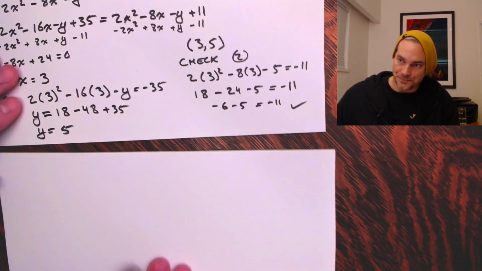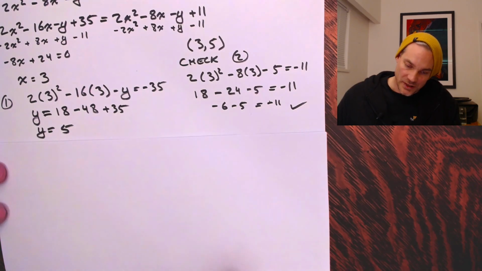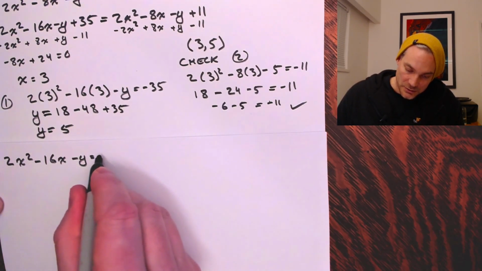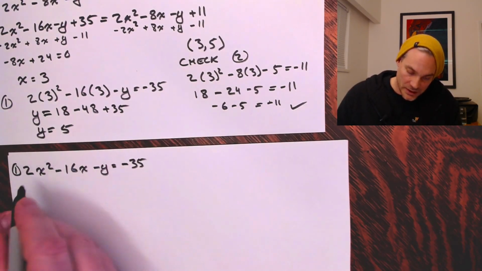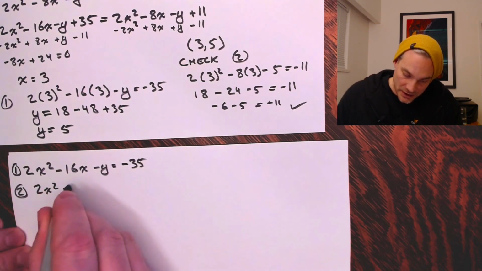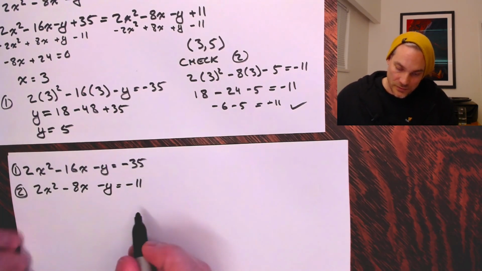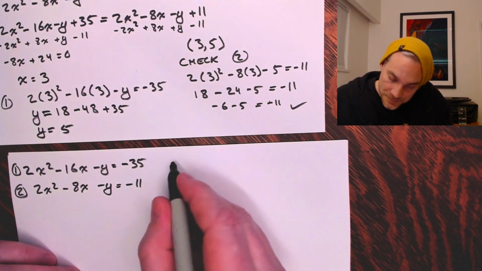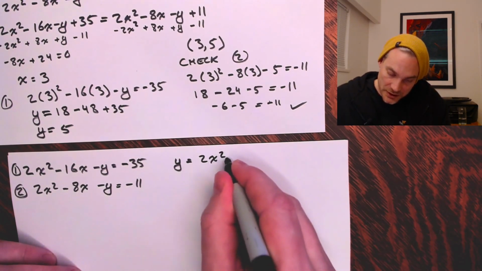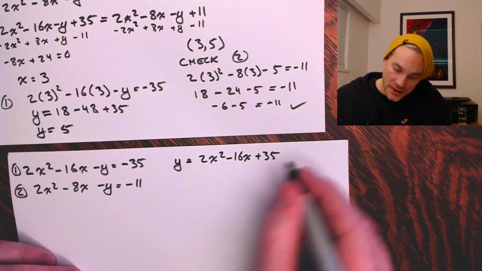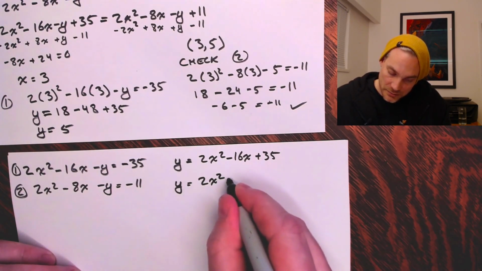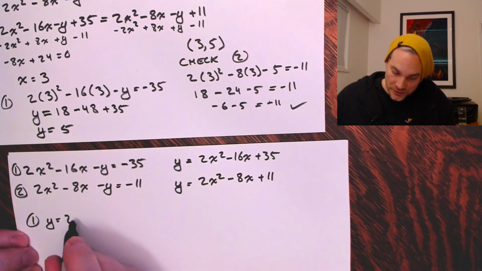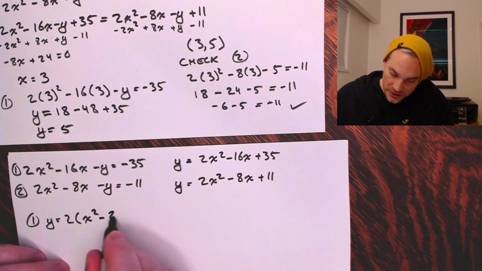So now why don't we try and graph this? So I'm going to rewrite the equations out here. 2x squared minus 16x minus y equals negative 35, and that's equation 1. And equation 2 is 2x squared minus 8x minus y equals minus 11. So now I'm going to solve for y, and then complete the square. So this is y equals 2x squared minus 16x plus 35. And this one is y equals 2x squared minus 8x plus 11. So if I take 1 and complete the square on it, I get y equals, so if you need review on this, just go watch a video on that. I've made some myself.